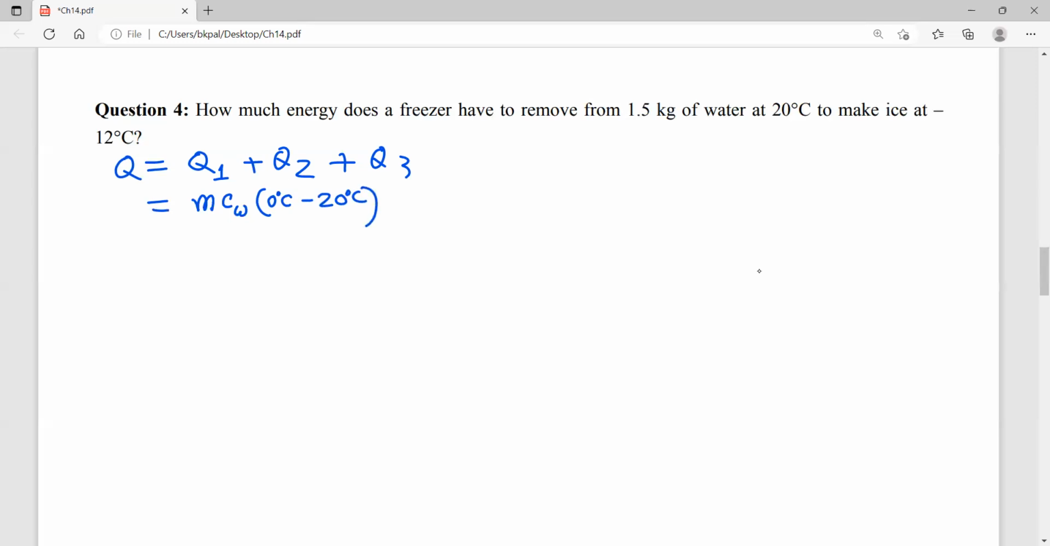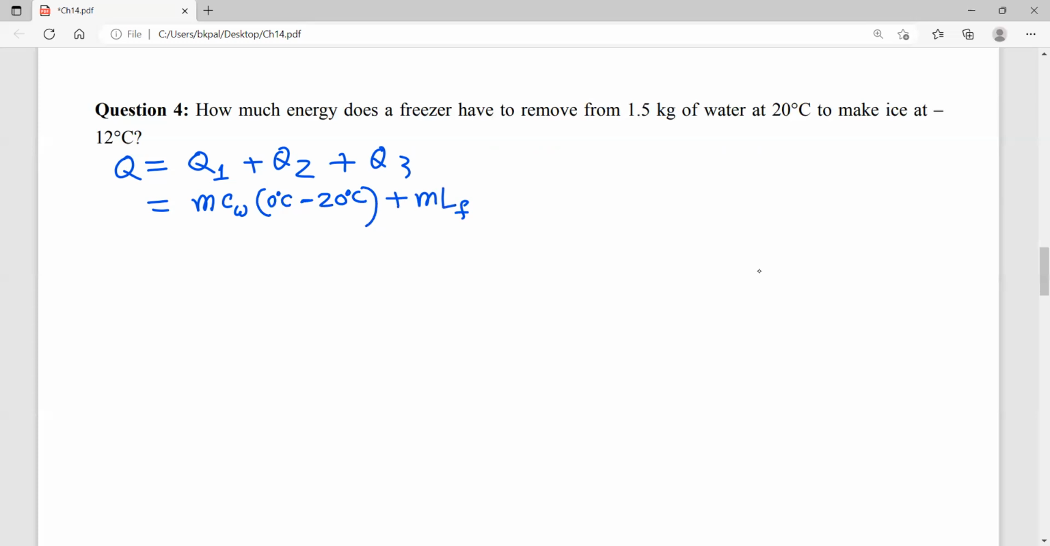So this is the first term, and it tells us the heat required to lower the temperature from 20 degrees Celsius to 0 degrees Celsius. So 0 is final and 20 is initial, that's why 0 minus 20. Make sure of the order: the final minus the initial. And then Q2 is the mass times the latent heat of fusion. You know that at 0 degrees Celsius, in this case, it will be freezing.